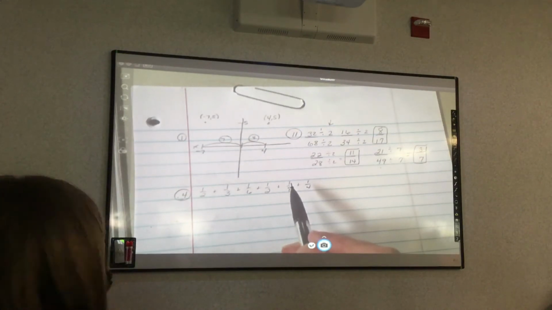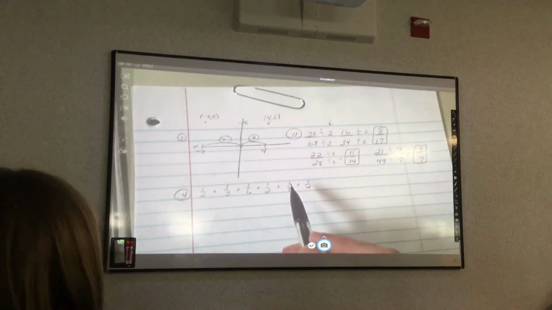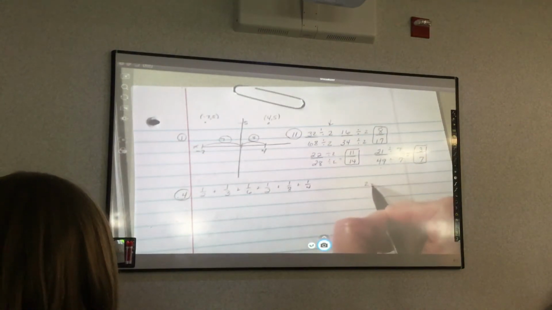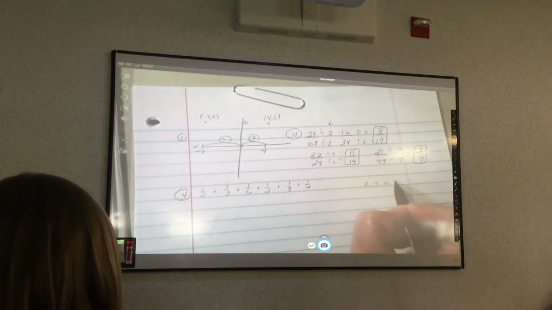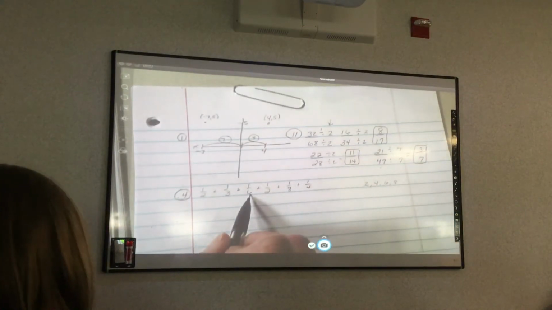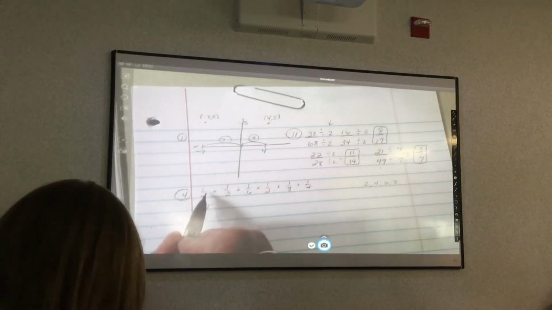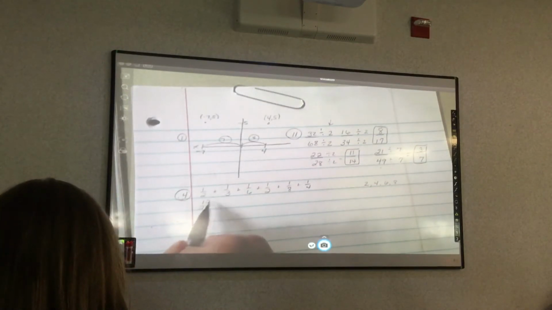2? That's a factor. I want multiples. So like I would count by 2s: 2, 4, 6, 8. No, because I can't get to 8 counting by 6s. 24. 24 is excellent. So 24 is my denominator. 2 times 12 is 24, so it would be 12 24ths.